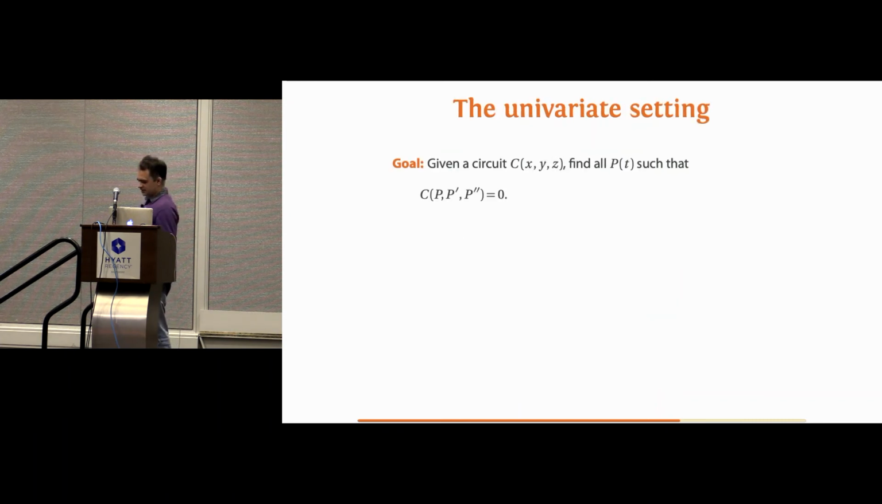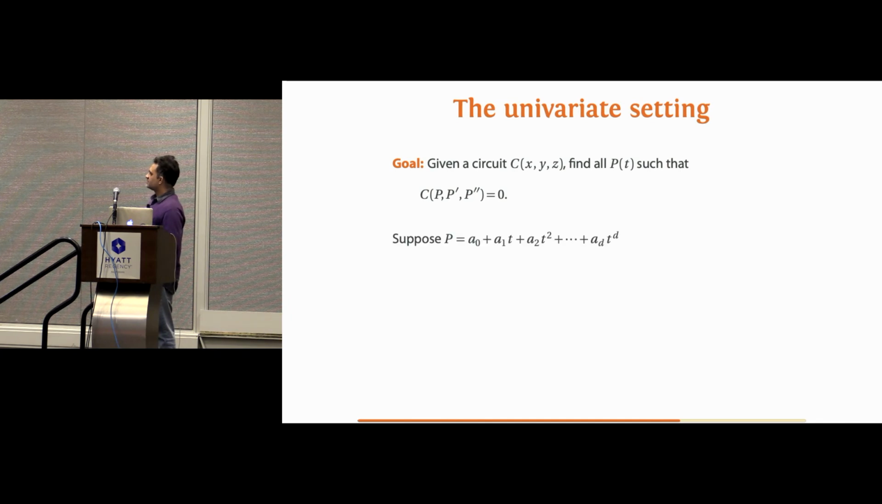Okay. So just to get a sense of how things work, suppose we have the univariate setting where I have an equation of the form C of P, P prime, P double prime equals 0, where P is just a univariate polynomial, and I am given access to the circuit C. How do I find out all polynomials P that satisfy this?